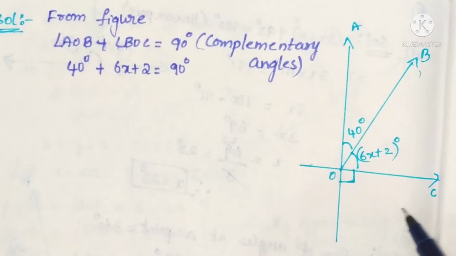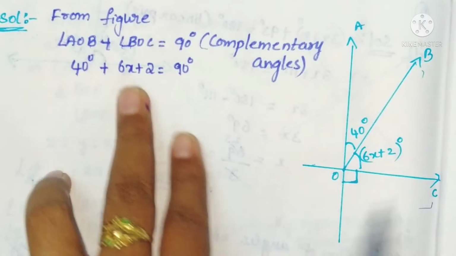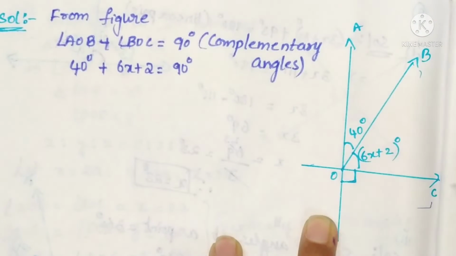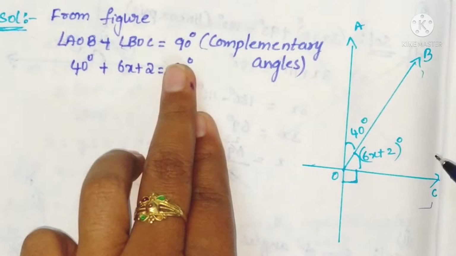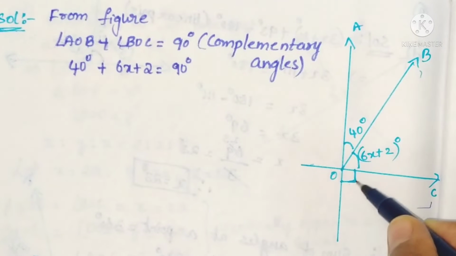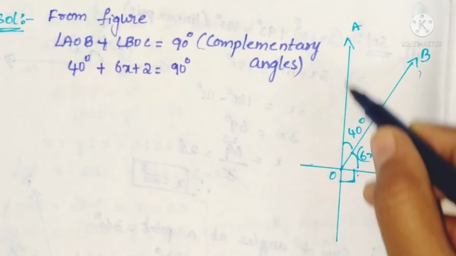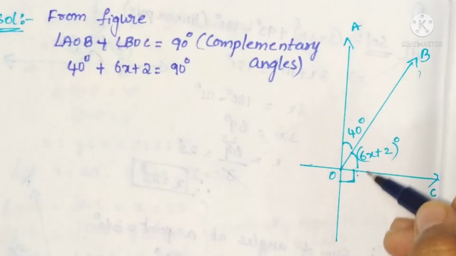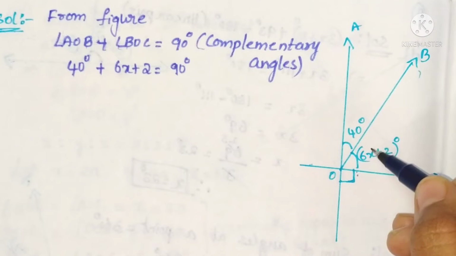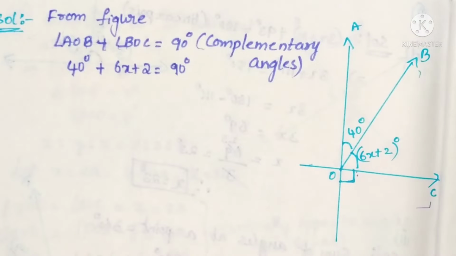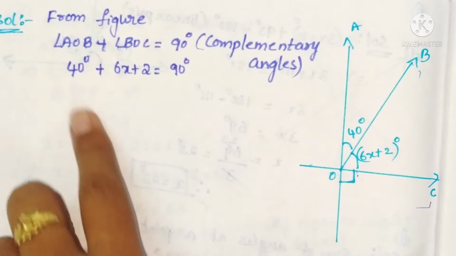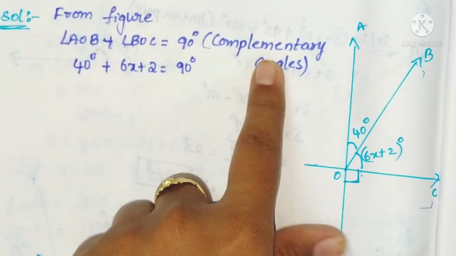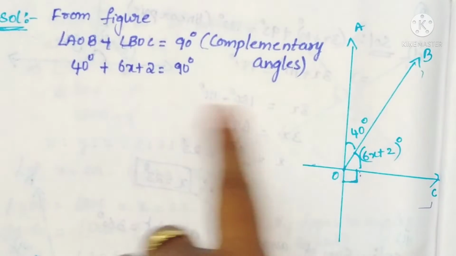So from the fourth figure, angle AOB and angle BOC equals 90. Why? This is 90 degrees, right? And these two angles form a straight line. So if it is 90, this should also be 90. Then only 180 will come. So 90 degrees, these two are complementary angles.